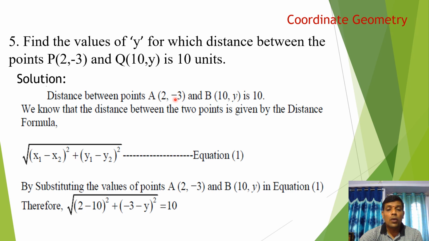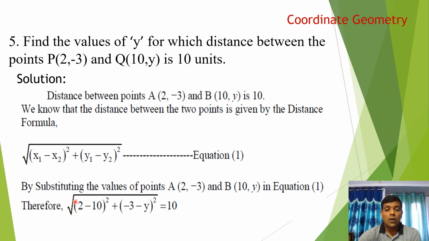Distance between A 2 comma minus 3 and B 10 comma y is 10 units. We know that the distance between two points is given by the distance formula: root over x1 minus x2 whole square plus y1 minus y2 whole square. So write down the coordinates. Here x1 equals 2, y1 equals minus 3, x2 equals 10, y2 equals y. Substitute these coordinates in the distance formula.